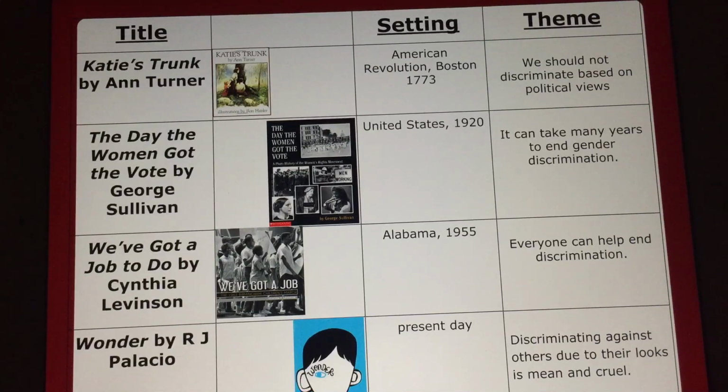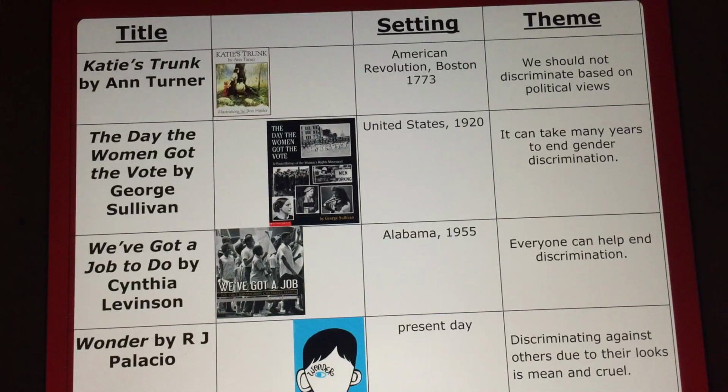Book 3, We've Got a Job to Do by Cynthia Levinson. And this is set in Alabama in 1955. And it's about a children's protest and how they were protesting for civil rights. Now, it's a discrimination topic again, but this time the theme is that everyone can help end discrimination.